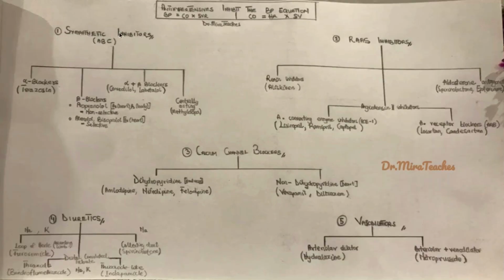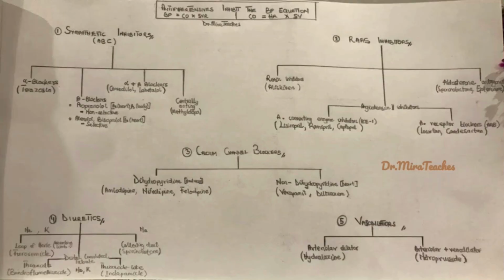For sympathetic inhibitors, the way to remember it is by using ABC. ABC for sympathetic inhibitors. So we have alpha blockers, beta blockers, alpha plus beta blockers, and centrally acting. For alpha blockers, we have terazosin. There are other alpha blockers like tamsulosin, which is used in prostate disease, BPH specifically.